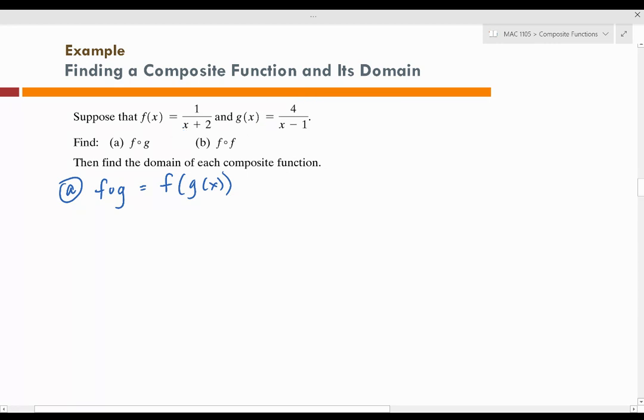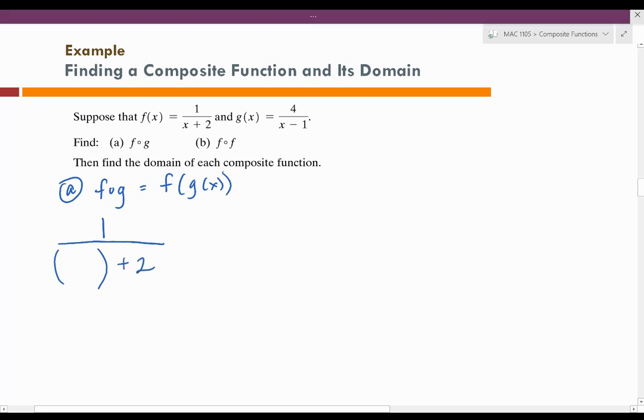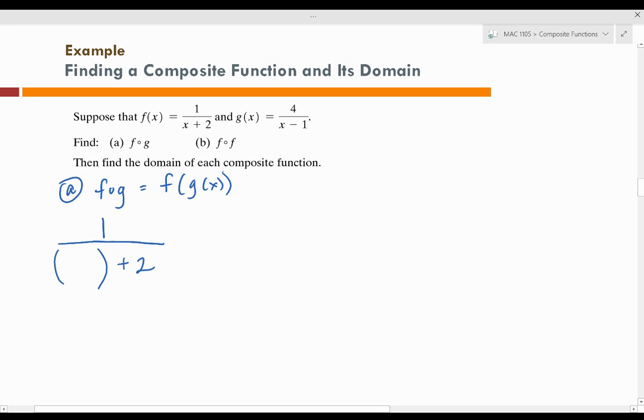I'm going to write f of x. So f of x is 1 over x plus 2, but in place of x, I'm going to put parentheses. Where that parentheses is where x was, I'm going to put the g function, and the g function is 4 over x minus 1. As you can see, the g function went exactly where x was in f of x. Now my job is to simplify this. So 1 in the numerator stays the same.